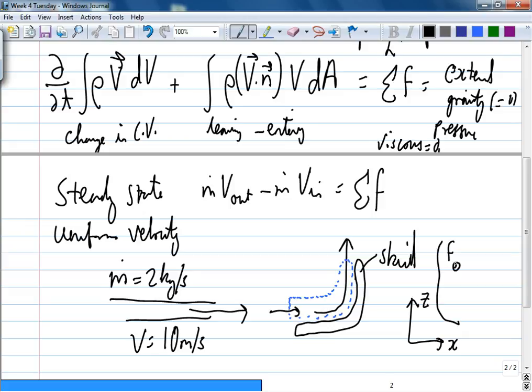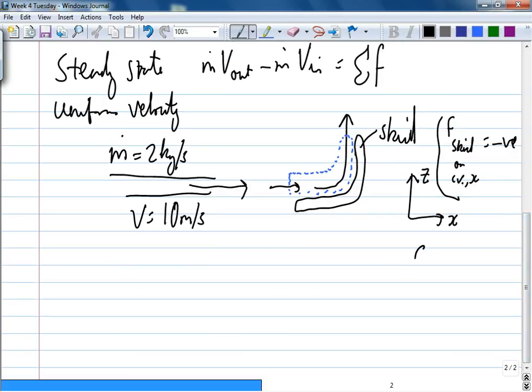So I can already expect F skid on CV in the X direction to be some negative value to stop the water. If I don't get that, then something's wrong. F skid on CV in the Z direction should be some positive value to push the water up. Let's see that.